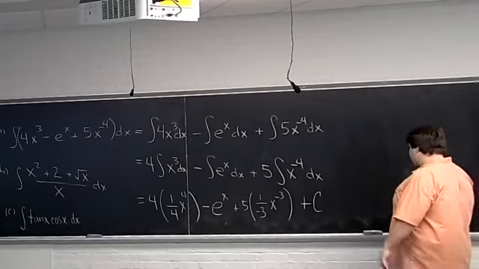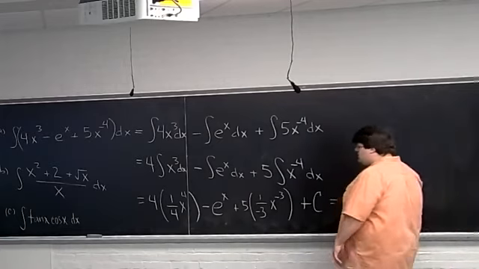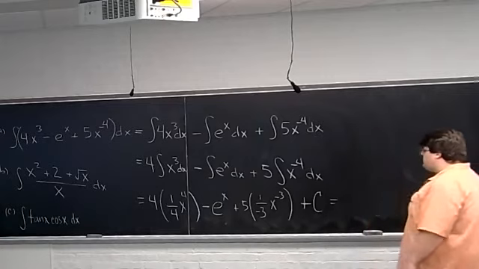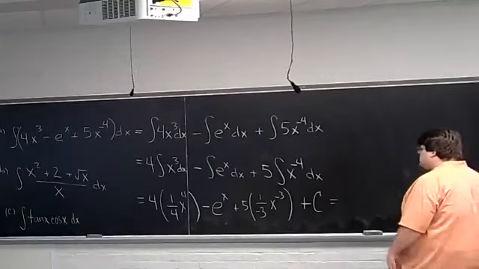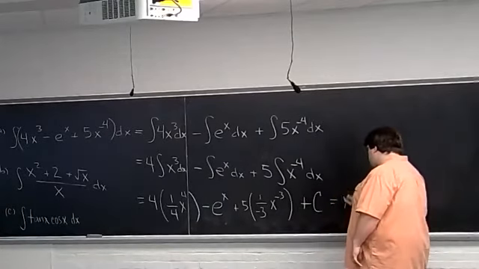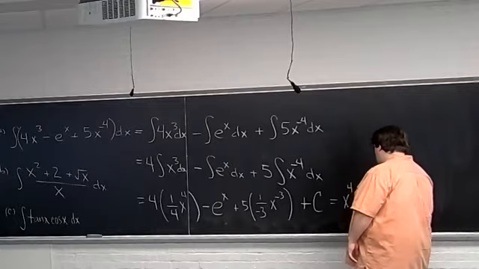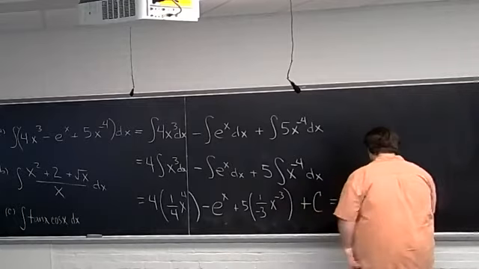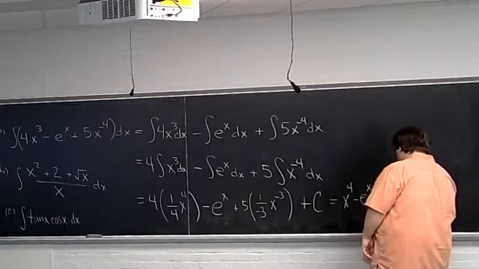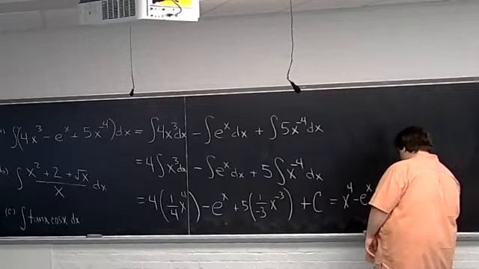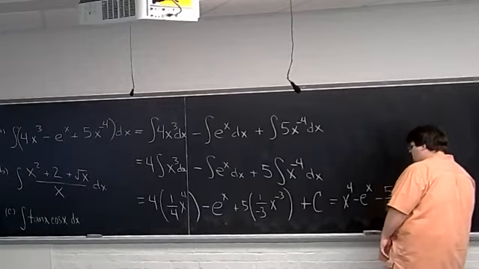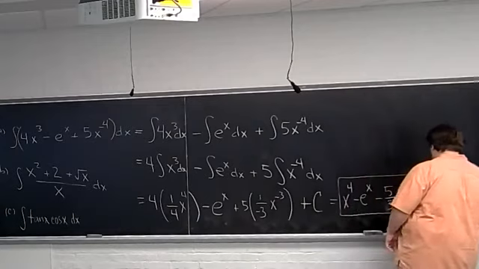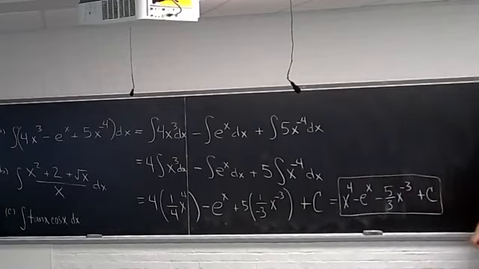Now, right here, there is some fraction reducing that can be done. 4 times a 4th is 1. 5 divided by -3, -5/3. You should combine fractions. It's a good habit to get into combining fractions like that.